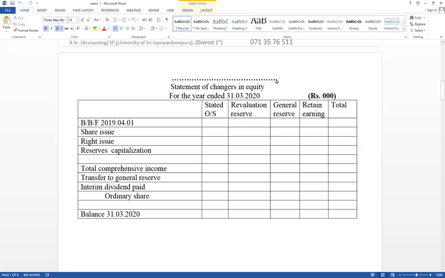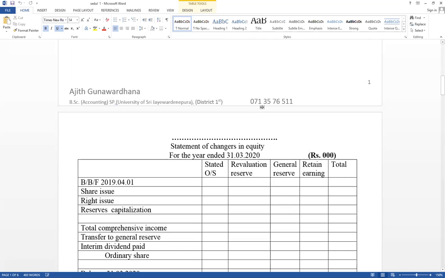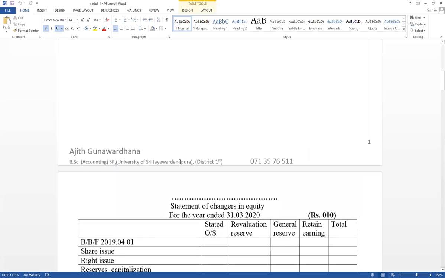Share issues: initial public offer, right issue, as well as bonus issue we have discussed. And income tax adjustment we have discussed. And dividends adjustment we have discussed. Those are the specific areas relevant for company. Therefore, you have to know how to disclose those on the financial statement: income tax adjustment as well as share issues.